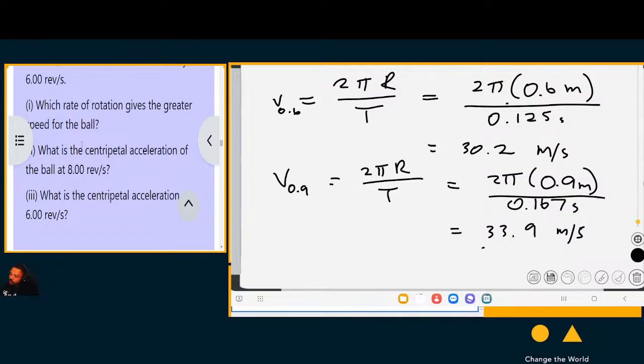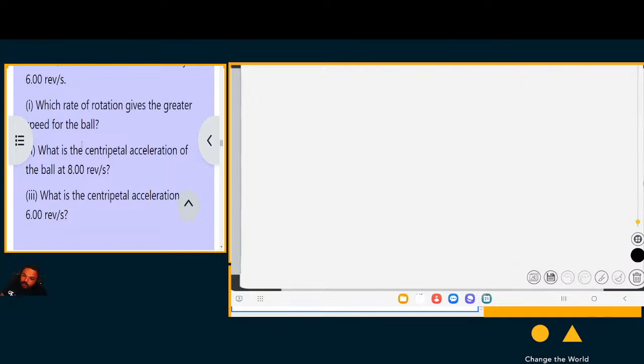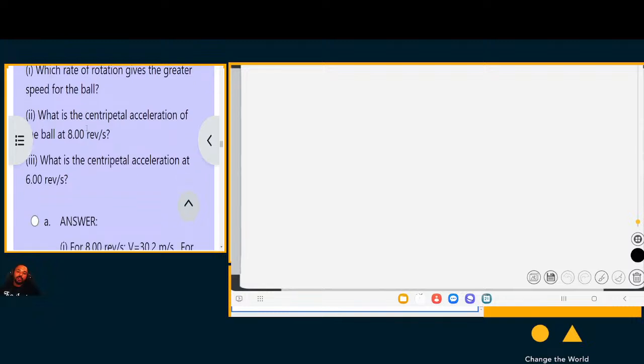So we have each one's speed: 30.2 and 33.9. We have the speeds, we have the time. That is question number 1. We worked out the time, which gives us the ability to calculate the speed for each ball. Now, let's say, what's the centripetal acceleration? So, a_c. We calculate centripetal acceleration using v squared over r.